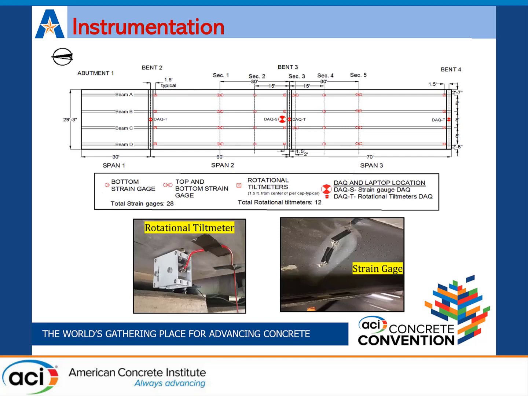Prior to the load test, a detailed instrumentation plan was prepared to optimize the load test. Affected spans were chosen. A total of 28 strain gauges and 12 rotational tilt meters were installed on the girders. Top and bottom strain gauges were installed on the inner surfaces of the top and bottom of the girder. We measure strain data through the strain gauges, and we measure the end rotation of the girders through tilt meters. 5 critical sections along the length of the girder were instrumented.